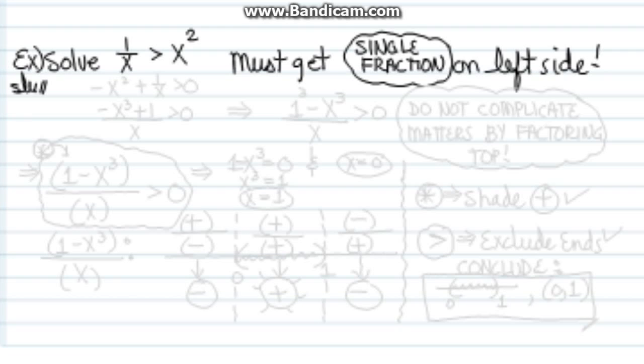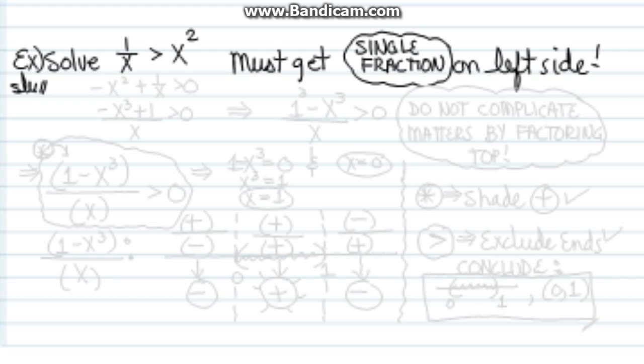Let's solve this rational inequality. I mean, it does have a fraction in it, with the x in the denominator, so that's a rational expression. Solve 1 over x is greater than x squared. Okay, well, one thing that we have to do is move everything over to the left side and then make it into a single fraction.